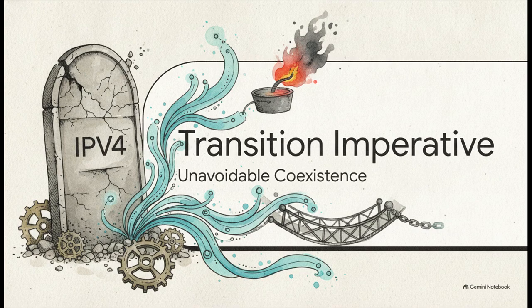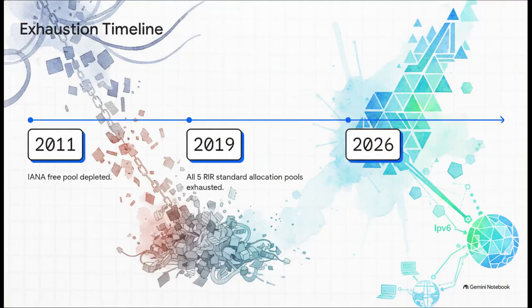Let's talk about why coexistence is, honestly, completely unavoidable at this point. Look, we have to start by validating this burning platform. IPv4 exhaustion. It is not some distant future threat. We are way past it. It's a concluded event. Just look at the timeline. The IANA free pool wasn't depleted recently. That happened back in early 2011. And by 2019, all 5 regional internet registries, ARIN, RIPE, APNIC, the whole group, had completely exhausted their standard allocation pools. You literally cannot get new public IPv4 allocations through normal channels anymore.